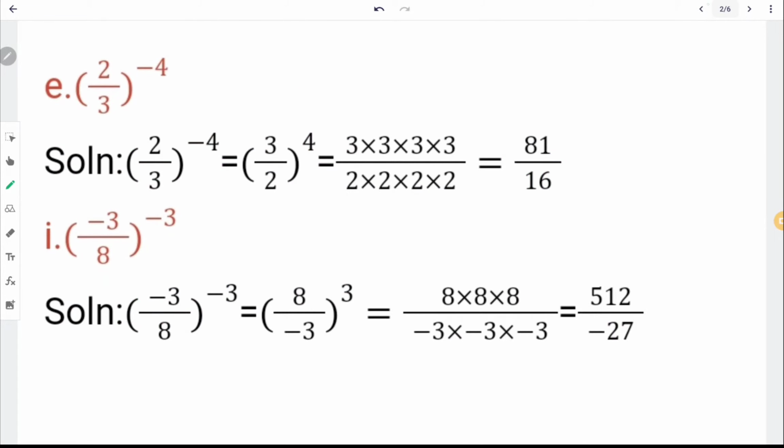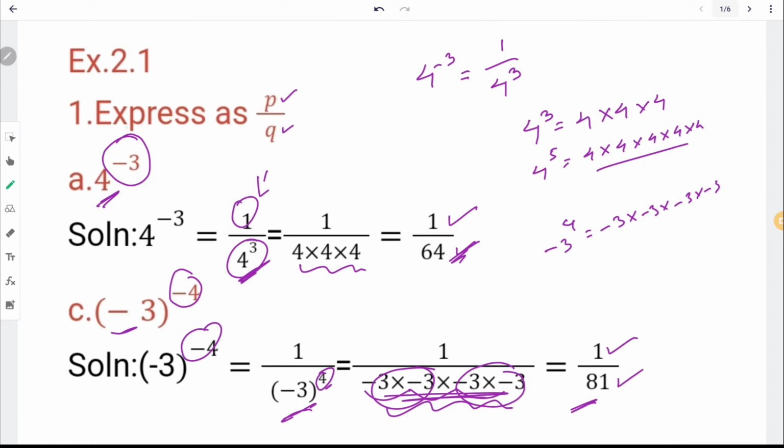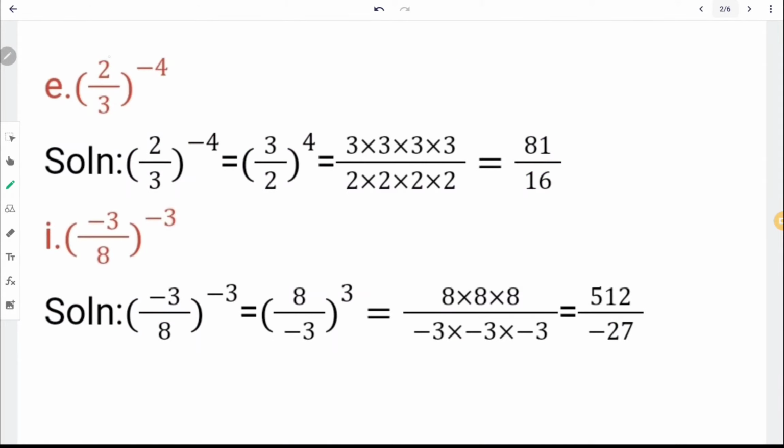All right, let's go here. E, 2 by 3 to the power minus 4. So that you can see the difference here, right? Here it was just a number itself, but when you look here, there are 2 by 3. Okay, so how do you make this? The first thing you have to do is, once again, make the power positive here. Okay, so how do you do this? You just have to exchange the position of 2 and 3.